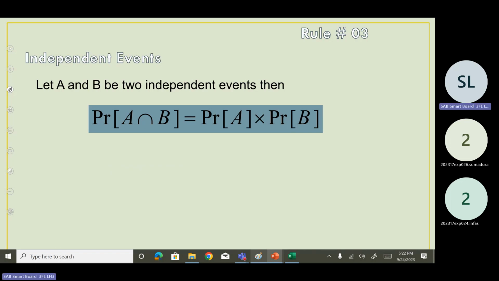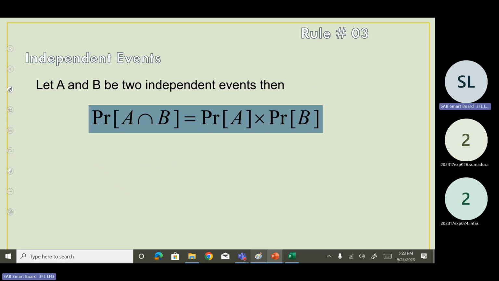Next, rule number three, independent events. First, we have to understand what type of events are independent. Now this is a restricted formula. You can't apply this for all cases. If you apply this for any case, you will get an answer, but that answer will be wrong. So this formula is true only for independent events.